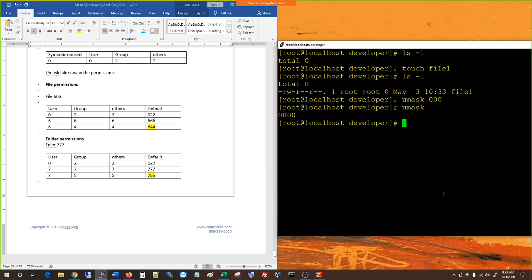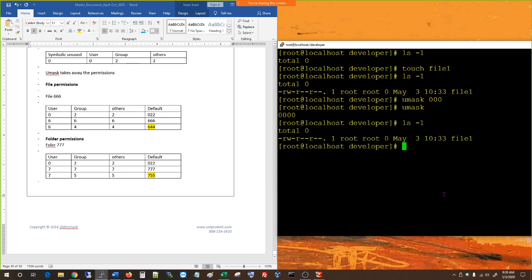Anybody else? Question, please. Actually, all permissions. Sorry. Very good. It will be free for all permissions. If the UMask is set to 000, everybody would have every kind of permission here. Okay, so let's go ahead and create a file here.